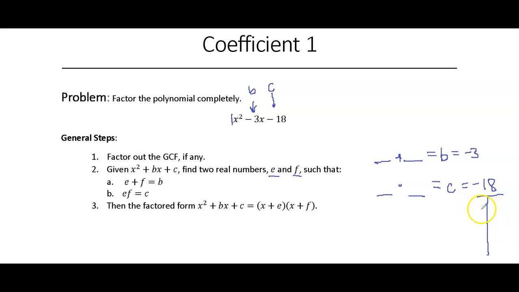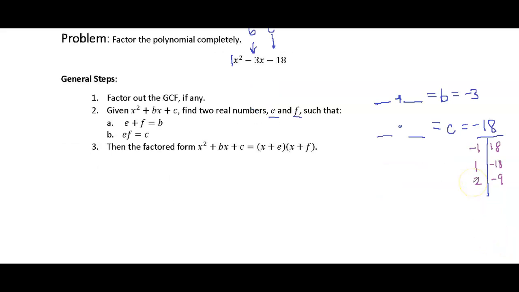Let's start testing some out. Negative 1 times 18 multiplies to get negative 18, but will not add to negative 3. 1 times negative 18, same thing. We could have 2 times negative 9. That would multiply to negative 18, but that would not add to negative 3. Negative 2 times 9 will multiply to negative 18, but will not add to negative 3.